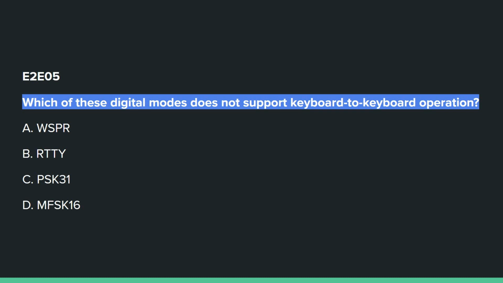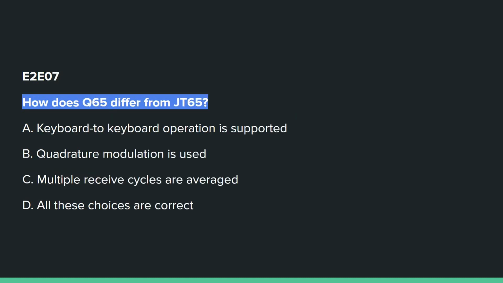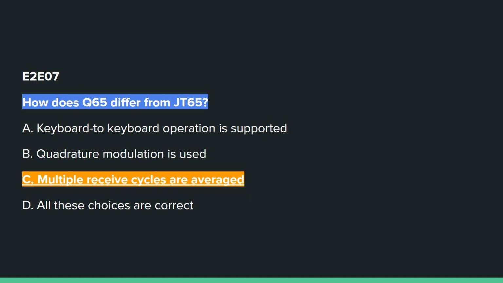E2E05, which of these digital modes does not support keyboard-to-keyboard operation? A, WSPR. E2E06, what is the length of an FT8 transmission cycle? C, 15 seconds. E2E07, how does Q65 differ from JT65? C, multiple receive cycles are averaged.